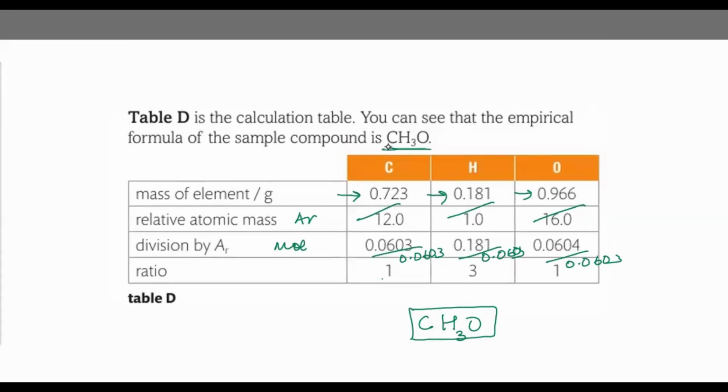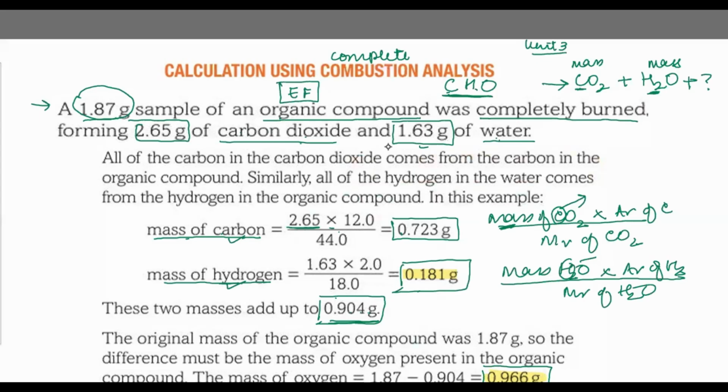Okay, is it clear to everyone? This is a part of your syllabus, and they are just going to ask for either hydrocarbons or compounds like alcohols where oxygen is also there.